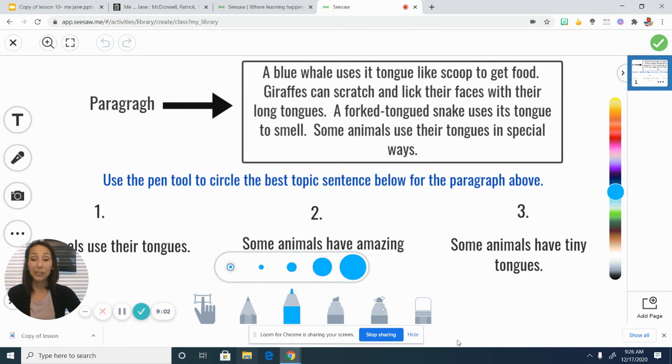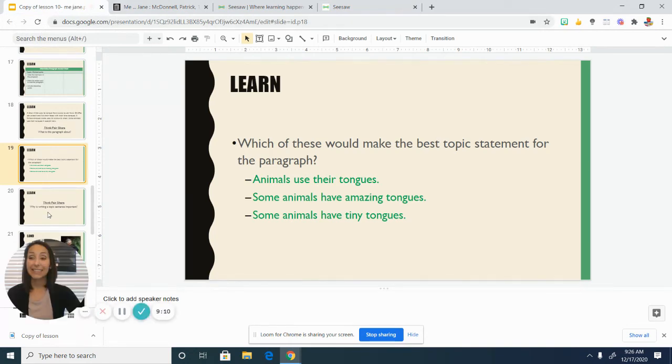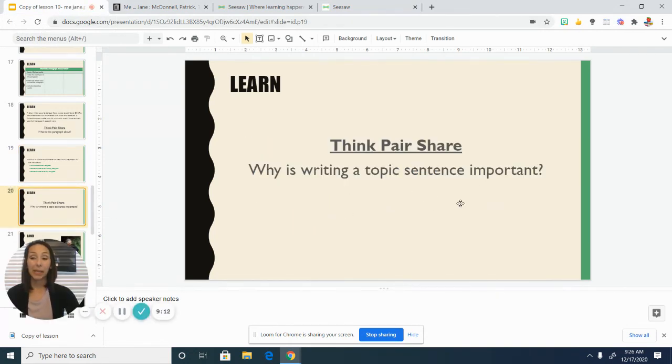Let me know if you have any questions or if you need help with anything, and keep up the great work. You're doing a great job. And just keep thinking about, and we're going to keep talking about this quite a bit, but why is writing a topic sentence or topic statement important? Think back to what job it serves and why it would be important. And we'll keep talking more about that.